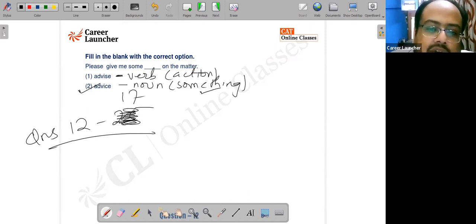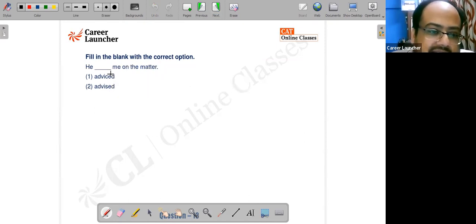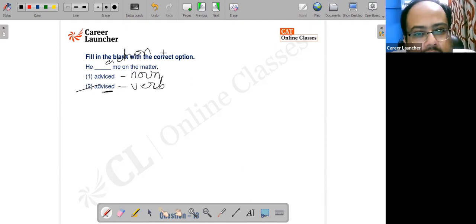I'm not talking about doing an action. A verb is a word that describes an action that is taking place. So here it is the second option. It's a noun. In the next question, it says "he dash me on the matter." In this case, there is an action that has been done. He did some action. So here the answer is the second option, advised, with an S. This is the verb. The earlier one was the noun.